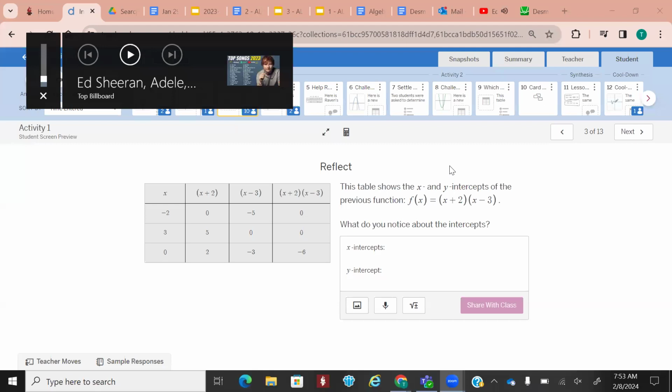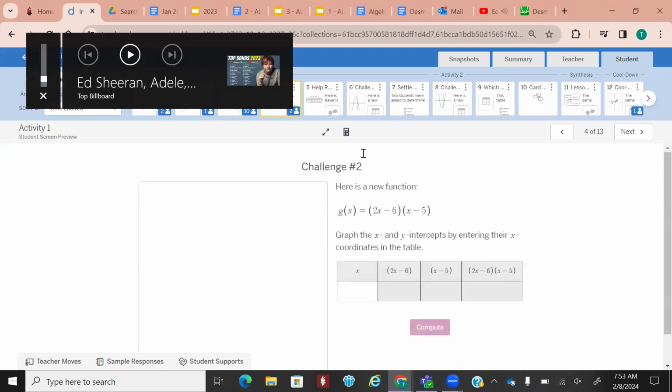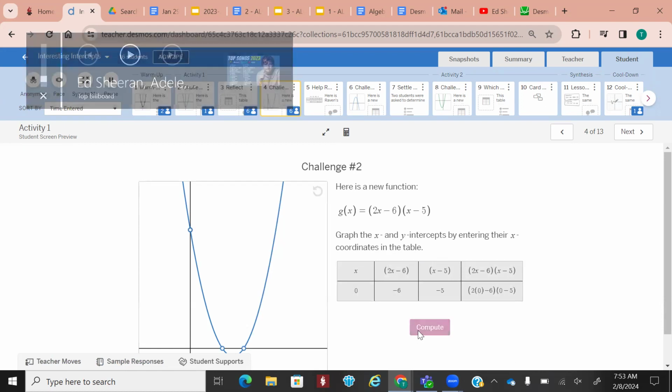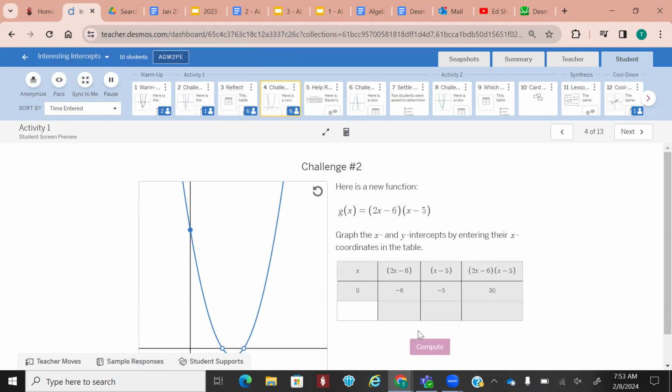All right, let's go ahead and move on to the next one. So here's a new function. Graph the x and y intercepts by entering their x coordinates into the table. If I plug in 0 for x, it graphs my y-intercept. So it's 0, 30, right? Here's the tricky part. If I want to find the x-intercept, we can't just switch the sign, because we've got that 2 out front in front of the x. So we're going to set this equal to 0 and solve.